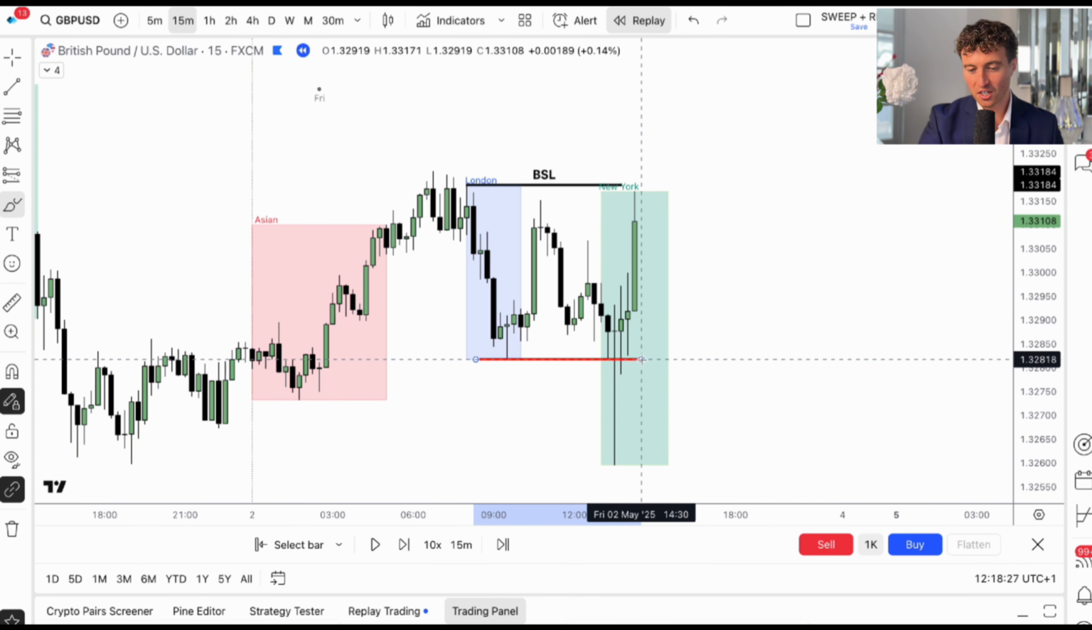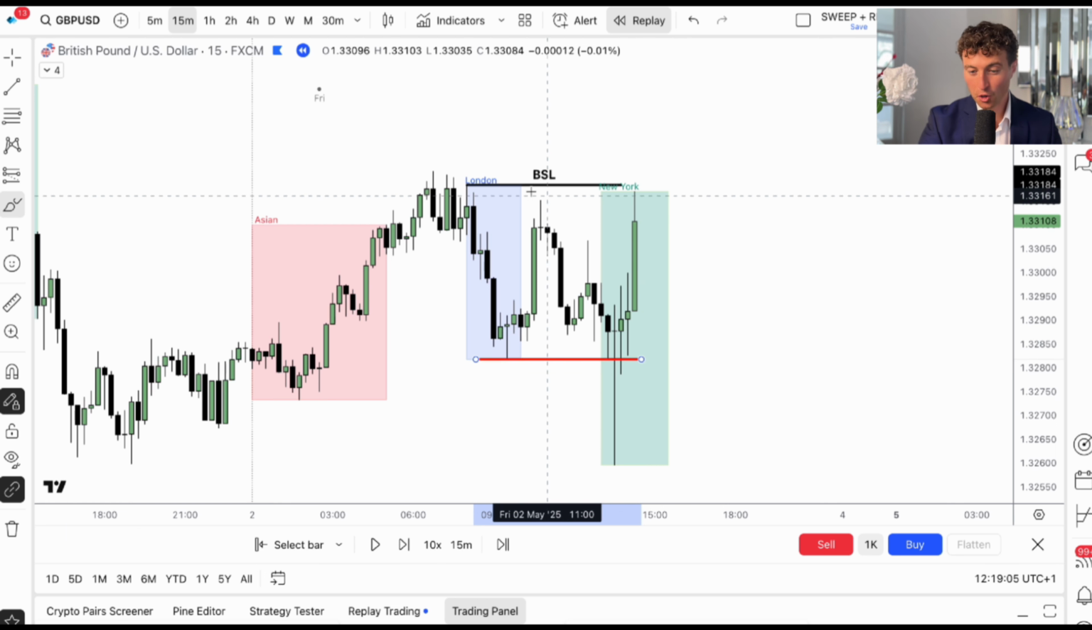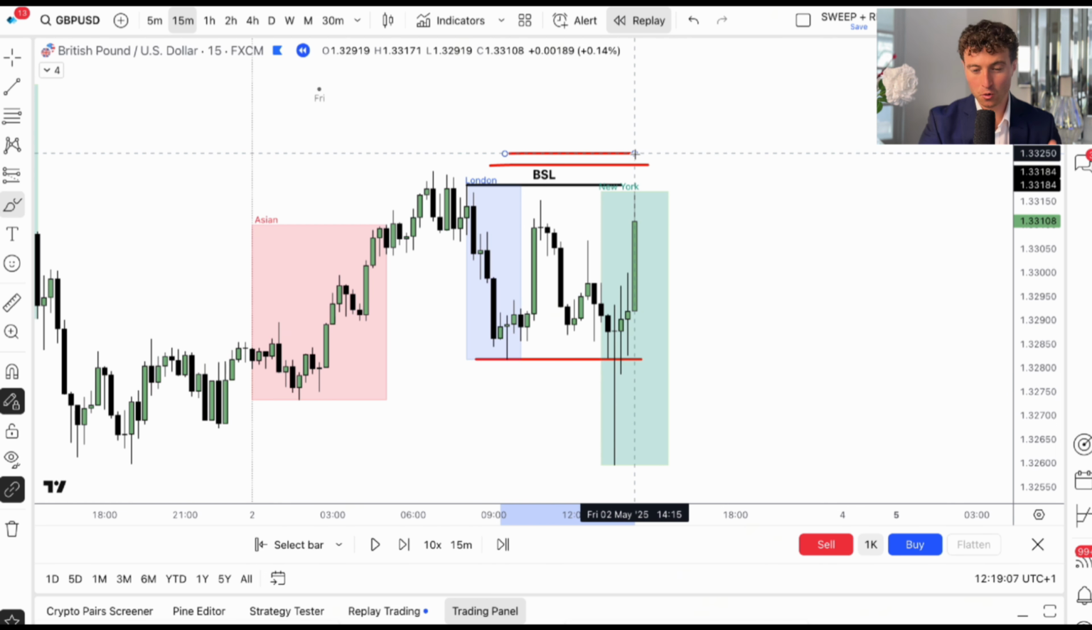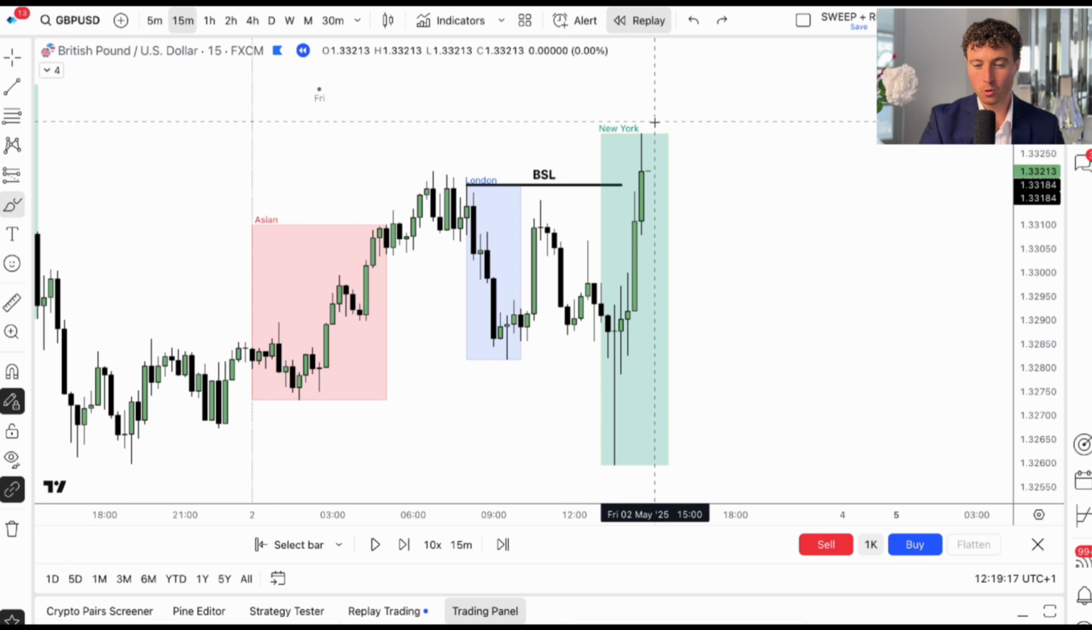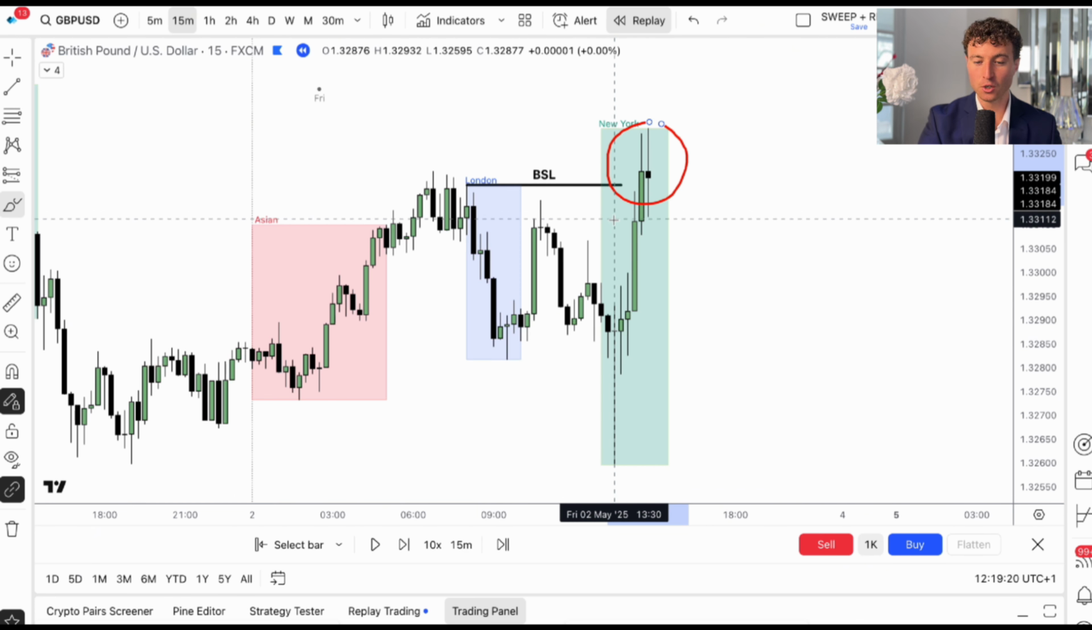So we ran sell side liquidity to the downside, but that's not too important because we understand that the draw on liquidity is to the downside. We still need to see buy side liquidity taken out before we can look for a shorting opportunity. So we raid buy side liquidity right here. This is during a New York kill zone.